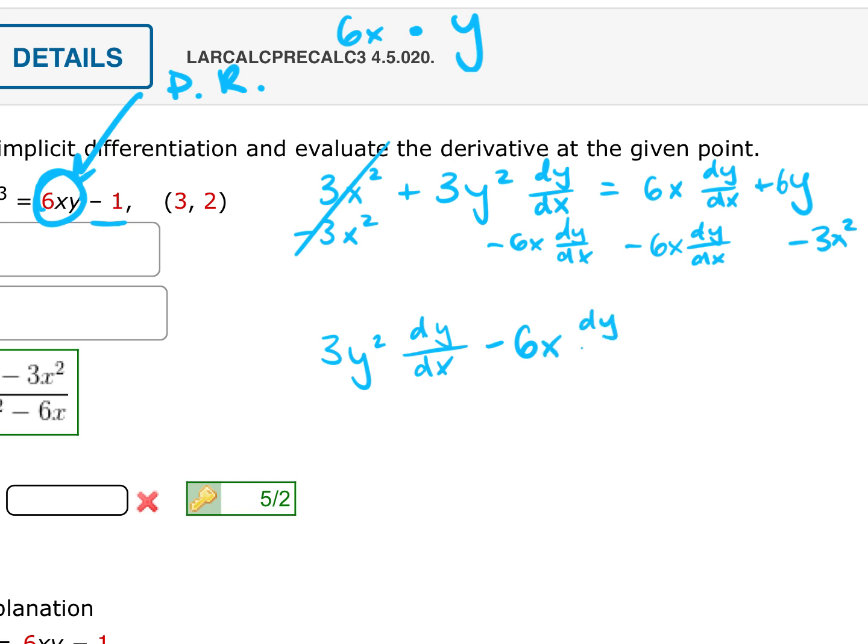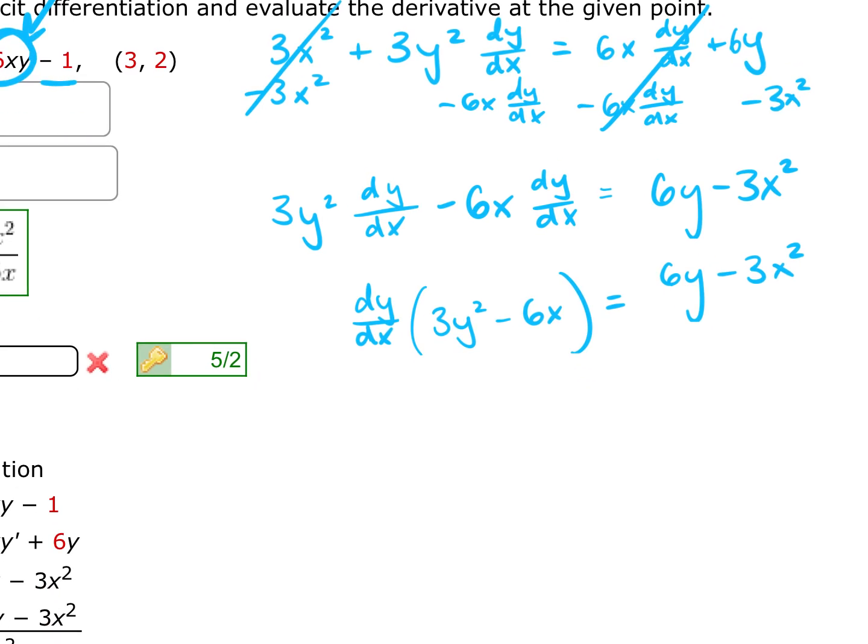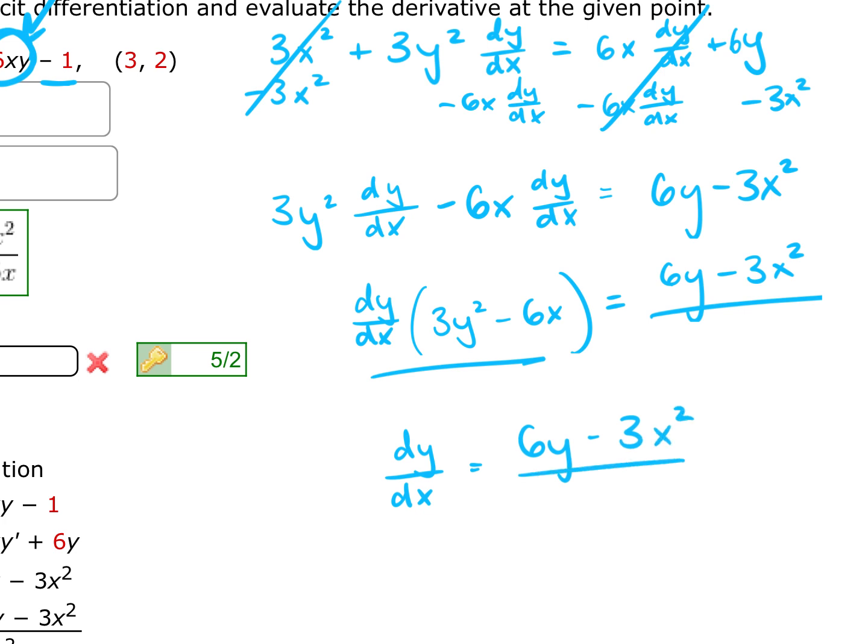Minus 6x dy over dx is equal to 6y minus 3x squared. On the left side, we're going to take out our common factor, which is dy over dx. We're left with 3y squared minus 6x is equal to 6y minus 3x squared. And then last step is we're just going to divide this to the other side. So dy over dx is equal to 6y minus 3x squared over 3y squared minus 6x.